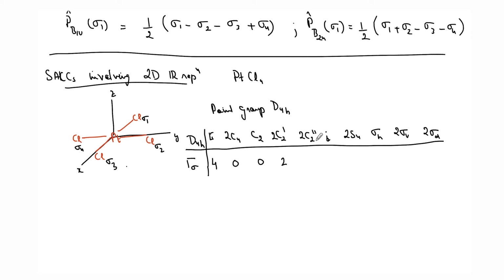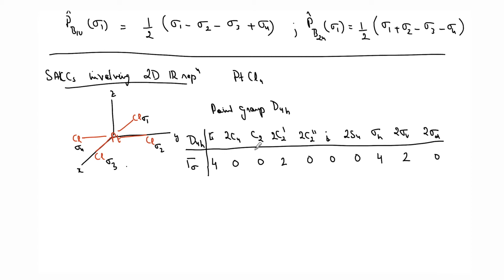Okay, now for 2 C2 double primes, these C2 double primes are running in between the x and y axes. So the trace is going to be 0. I, the trace is going to be 0. S4, again it's going to be 0. Sigma H, it's going to be 4 because nothing will change. 2 sigma V's, it's going to be 2. 2 sigma D's, it's going to be 0.